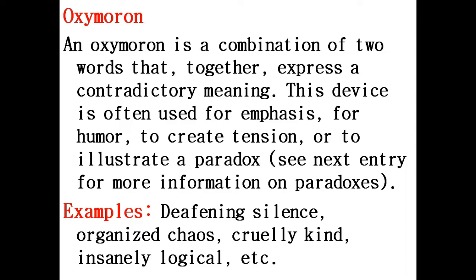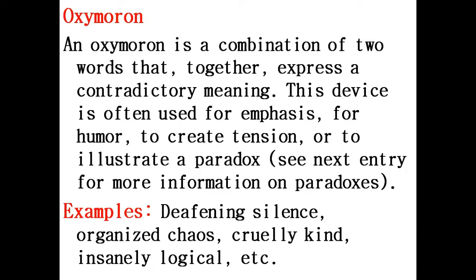Example: deafening silence. So silence is quietude, and deafening means what? Something which is very loud. So deafening silence, total opposite words. Organized chaos. So chaos is noise or commotion, and organized chaos. So total opposite words, these two.